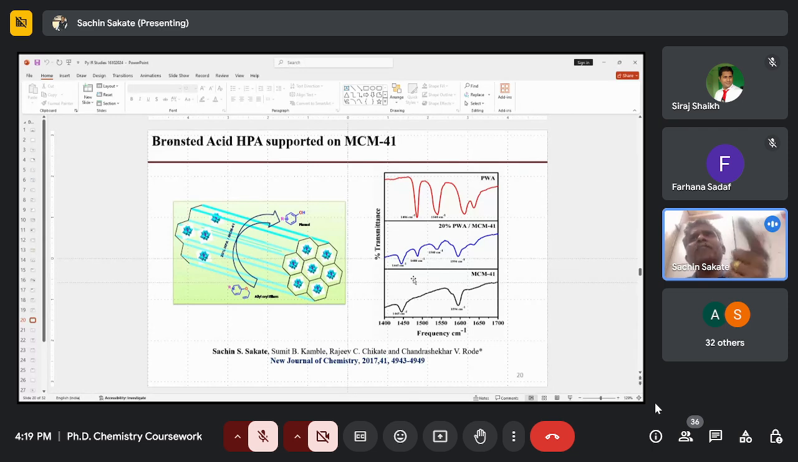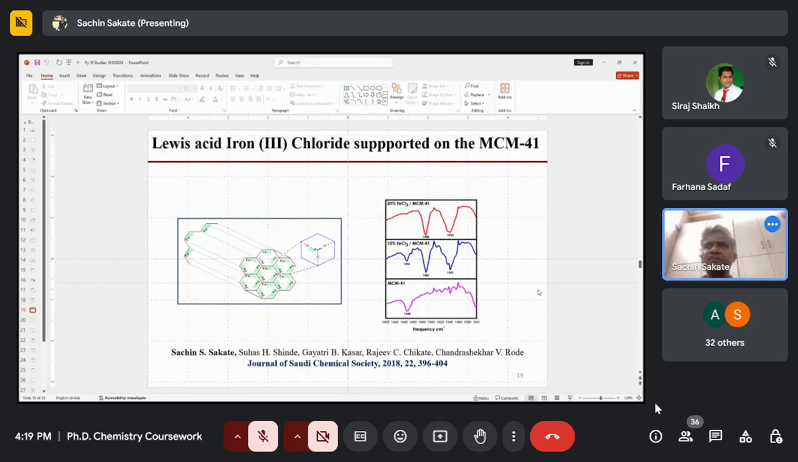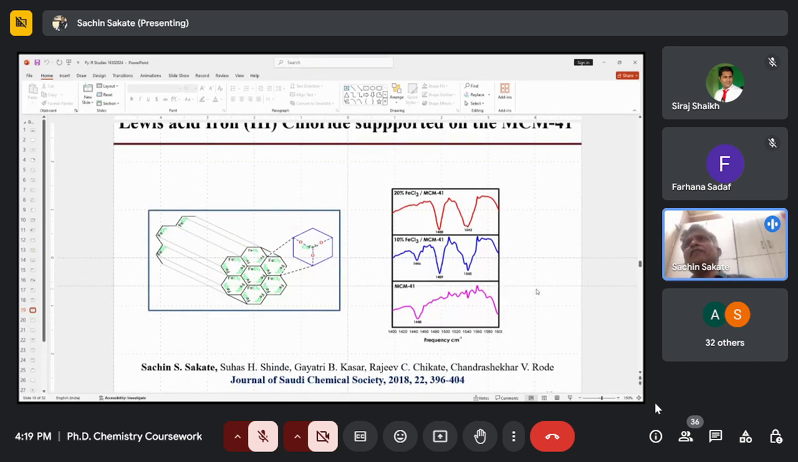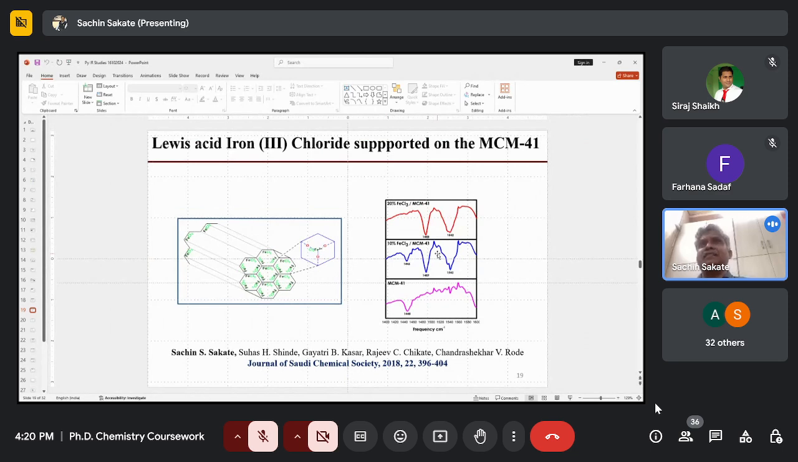Okay, so we'll go a little bit ahead, actually. So I will just go to the back example. Now if you see here carefully, MCM 41, 10% FeCl3 and 20% FeCl3. In only MCM 41, you will not see any Bronsted acidity, just noise there. But as you go on increasing the amount of the catalyst, 10% FeCl3, 20% FeCl3, you are seeing an increase in the band.